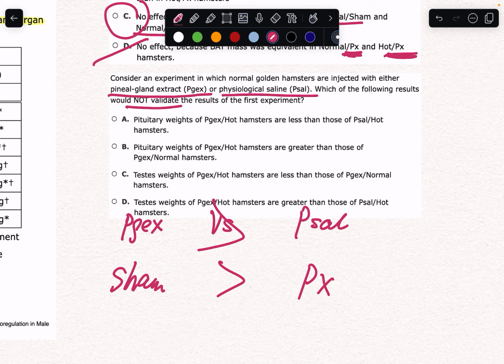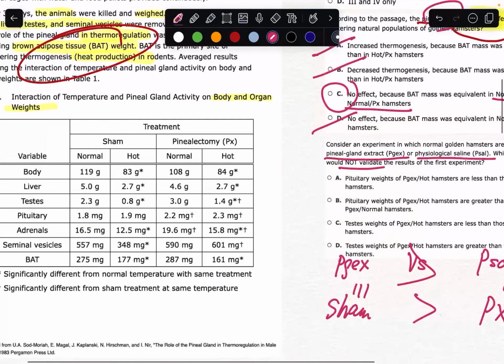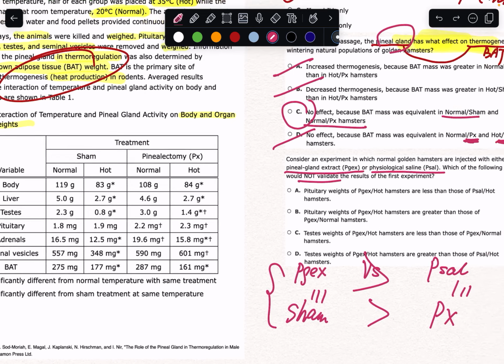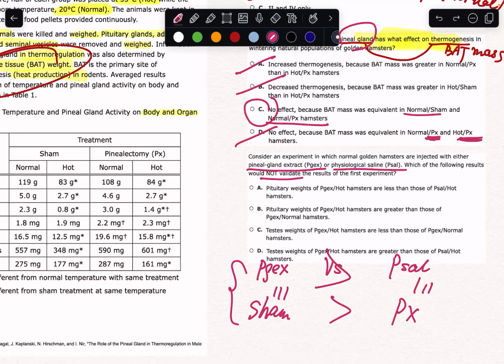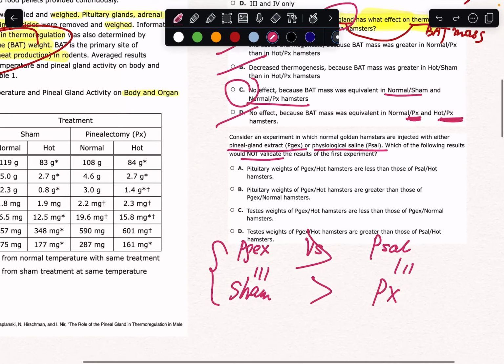Given that PX is just totally taking out the gland, they're equivalent. Why do I have to know this? Because my table just tells me sham treatment versus PX. It's not saying PGEX versus PSAL. So I have to infer this relationship to look at the table and decide which of the following choices does not validate the results of the experiment.